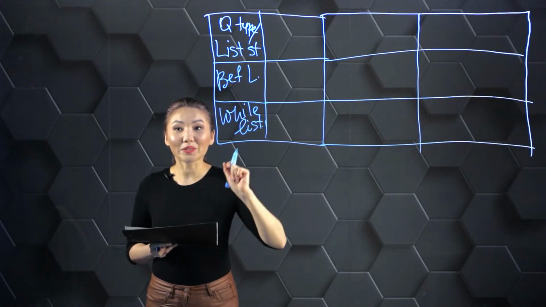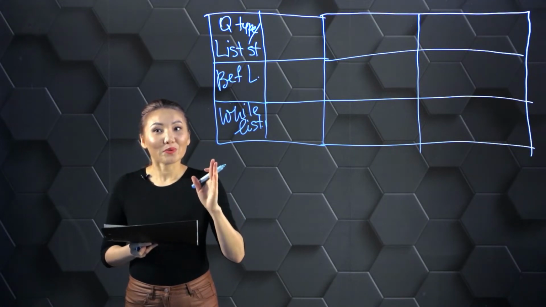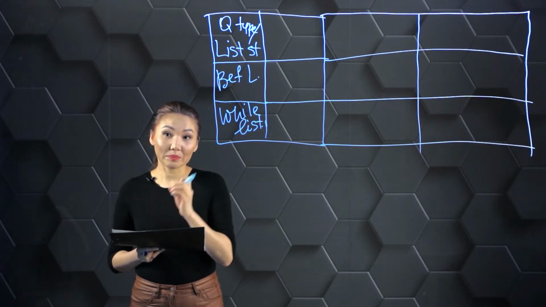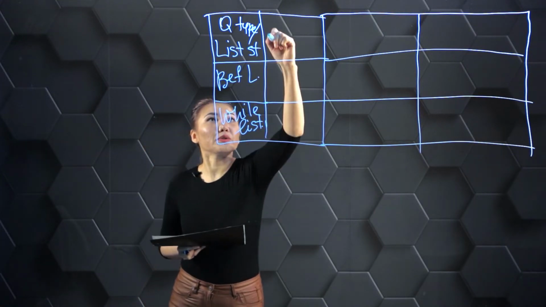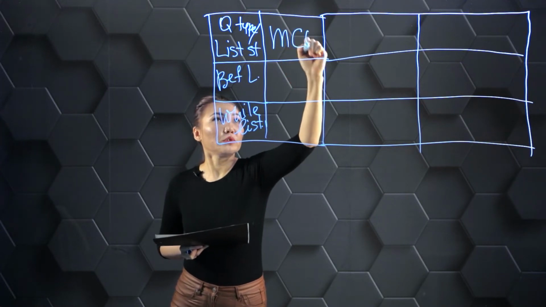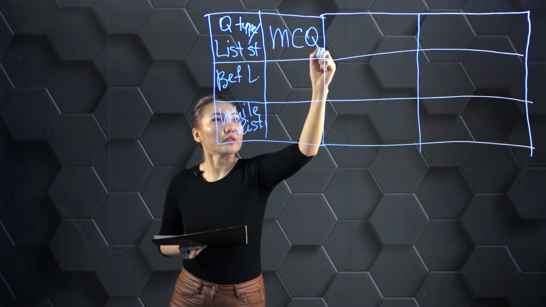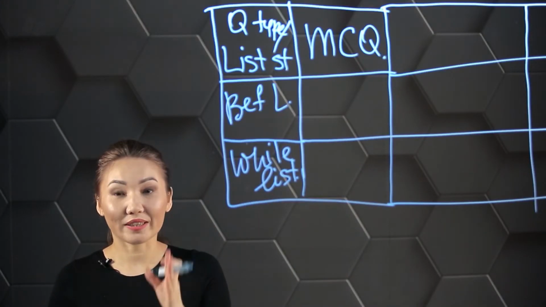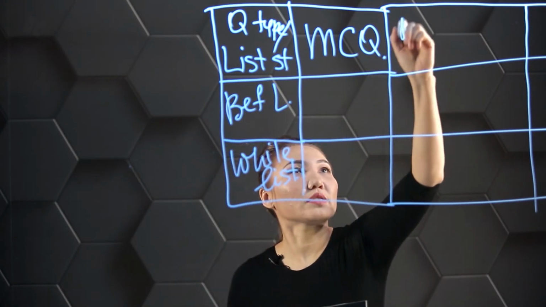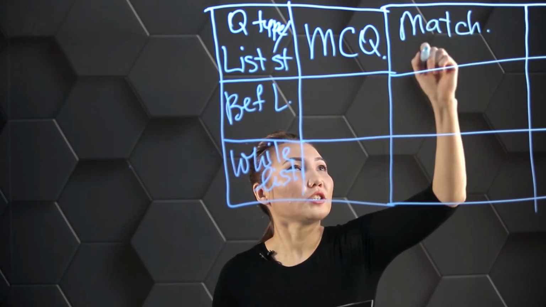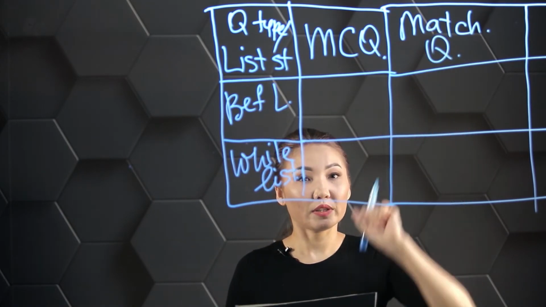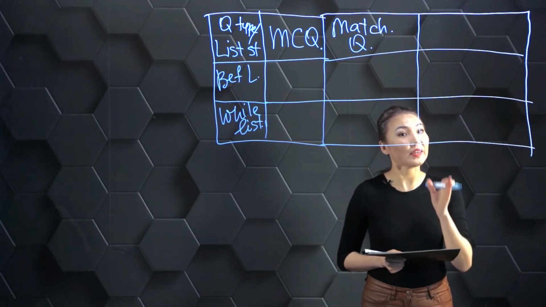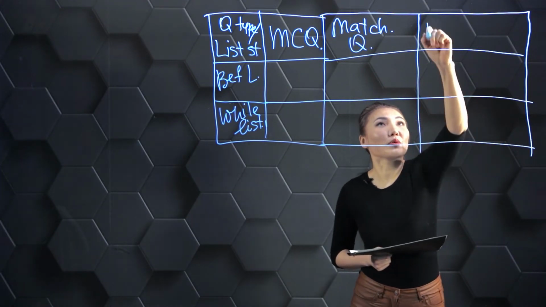There are 3 most common question types. First one is multiple choice question. In order to make it much easier for you, let me use the abbreviation MCQ. Guys, remember, MCQ will be standing for multiple choice questions. Now, the next most common type of question in listening part 1 is matching questions. Please write it down, matching questions. Q stands for the question. The last but not the least important question type in listening part number 1 is form completion.